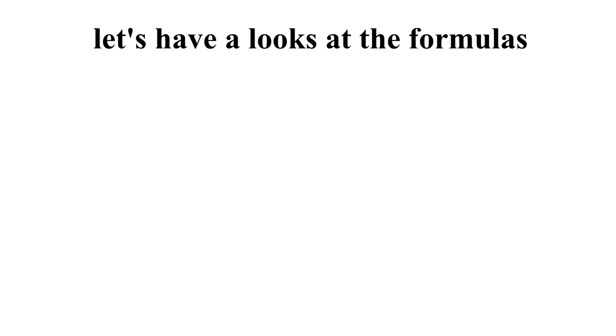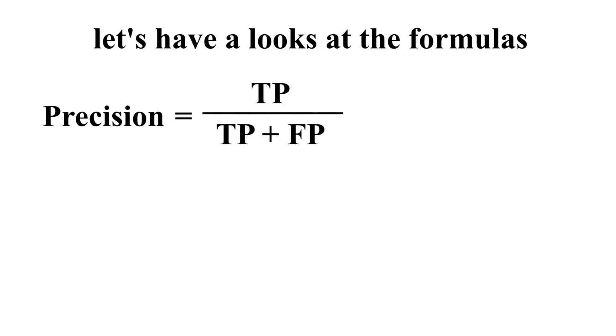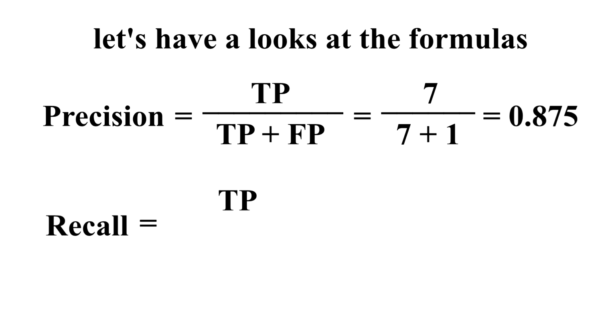Let us have a look at the formulas. Precision is true positive divided by true positive plus false positive. And recall is true positive divided by true positive plus false negative.